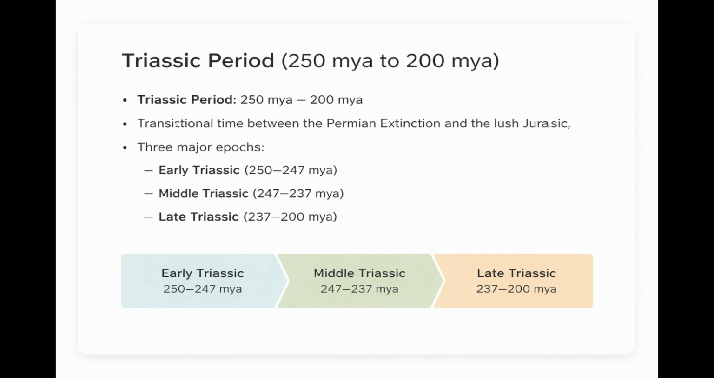It's described as a transitional time, coming after the devastating Permian extinction and leading into the more lush conditions of the Jurassic. The Triassic is divided into three epochs: Early Triassic from 250 to 247 million years ago, Middle Triassic from 247 to 237 million years ago, and Late Triassic from 237 to 200 million years ago.